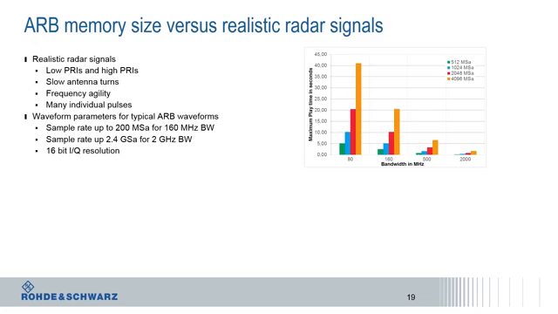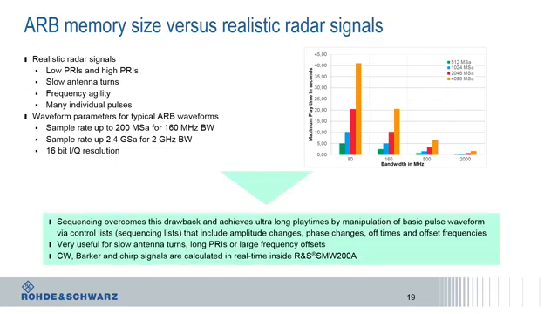So therefore, in order to overcome this problem, sequencing is a good solution. Sequencing can achieve ultra-long play times by manipulation of basic pulse waveforms via control lists, which we also call sequencing lists. These lists include amplitude changes, phase changes, off times and offset frequencies.